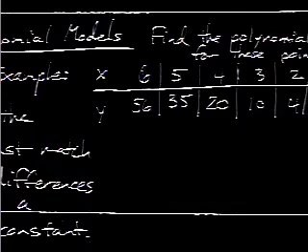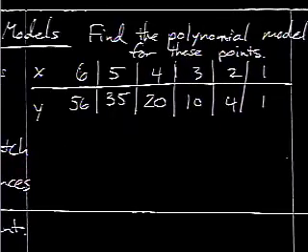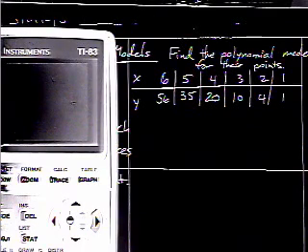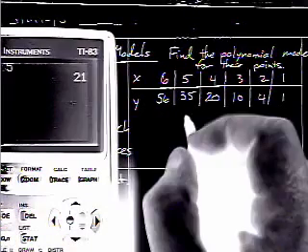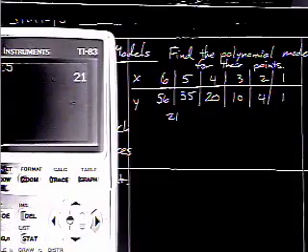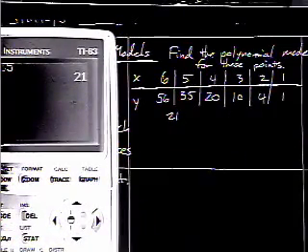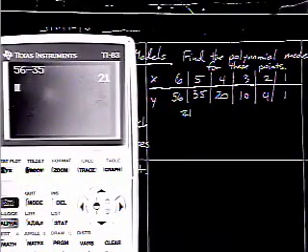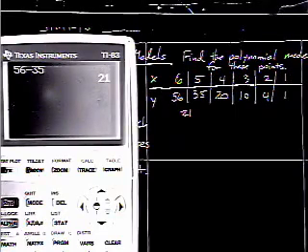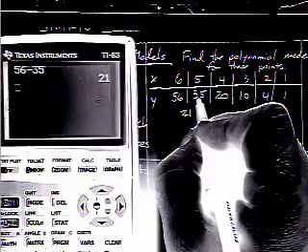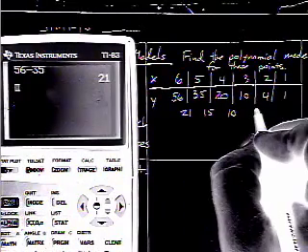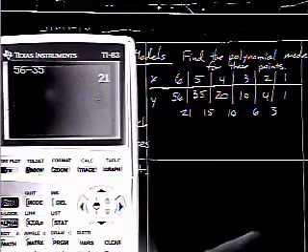So grab your machine, because we're going to try it. Okay, so we're taking the differences between the y values. So 56 minus 35 is 21. See if I can zoom out just a little bit more, so you can see everything I'm doing. Okay. Obviously, 35 minus 20 is 15. 20 minus 10 is 10. 10 minus 4 is 6. 4 minus 1 is 3.